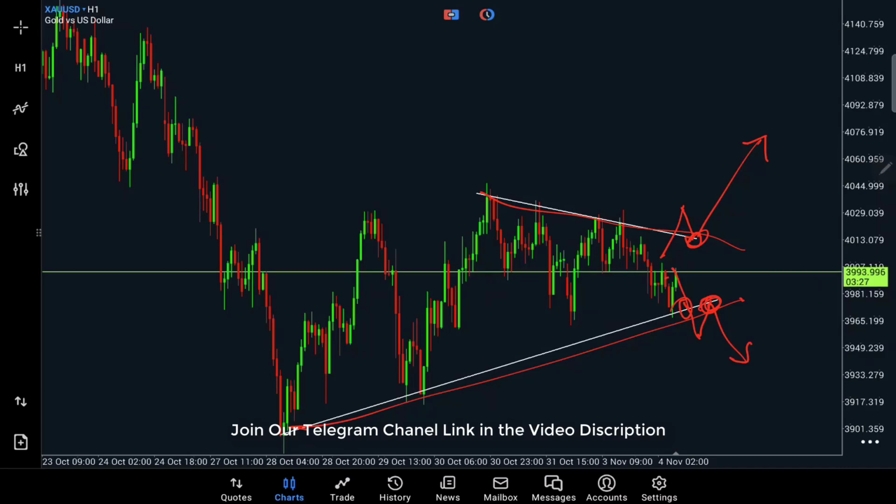Okay, and news can come anytime, so we have to decide the market movement, or decide our entries, depending on the news or the news outcome.